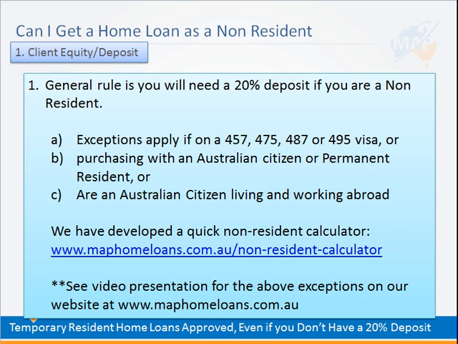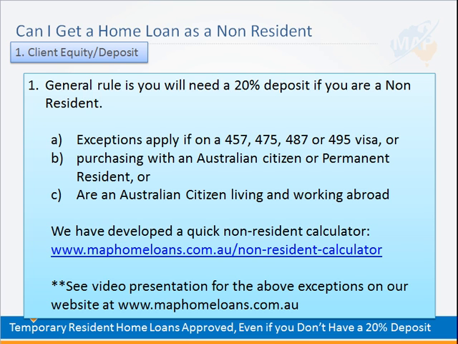Client equity or deposit. Look, the general rule for temporary and non-residents is you do need a 20% deposit. There are many banks who won't lend to you at all because of your visa. The ones that do will typically require a 20% deposit. We do have arrangements where we can get up to even 95%, i.e. with a 5% deposit, and the exceptions are listed there. And there's a video on each one of those.